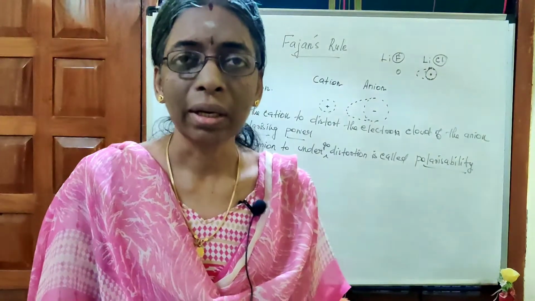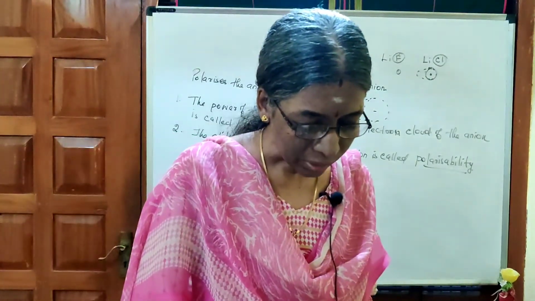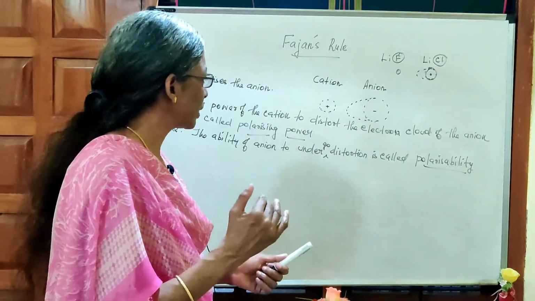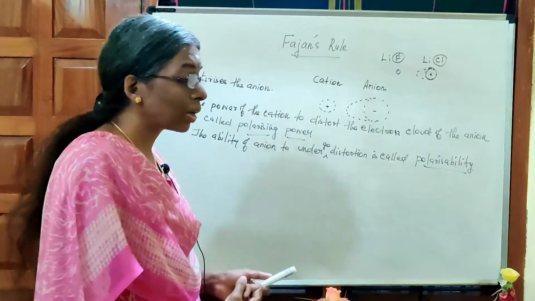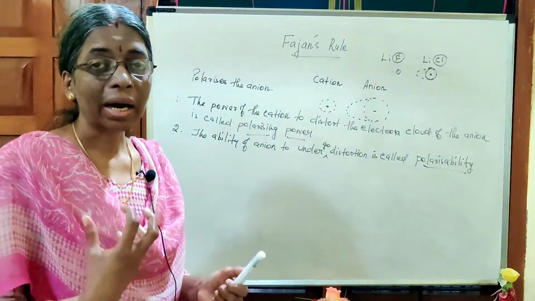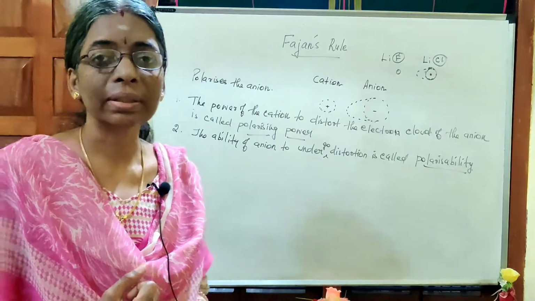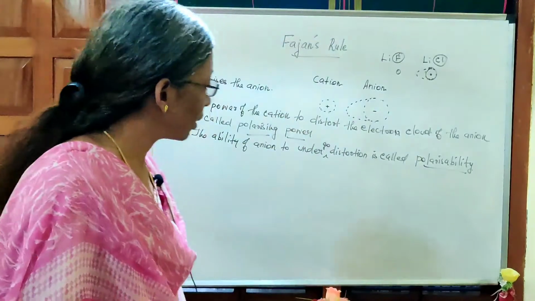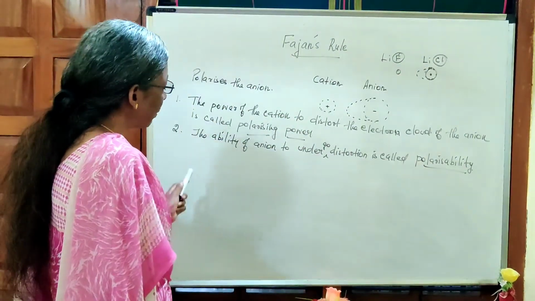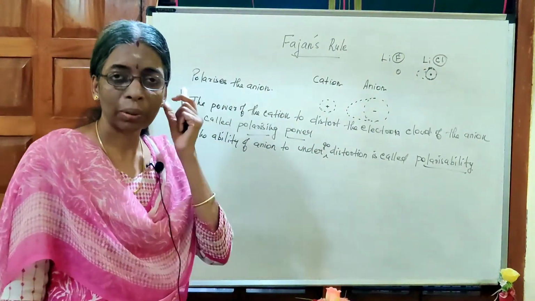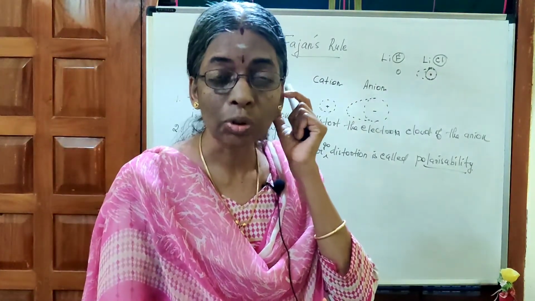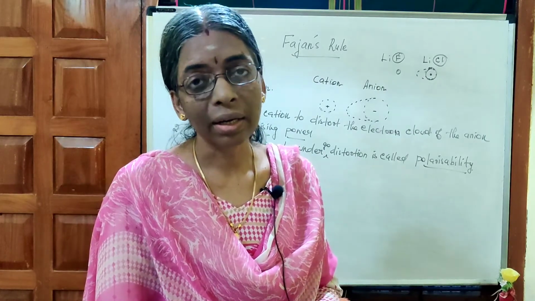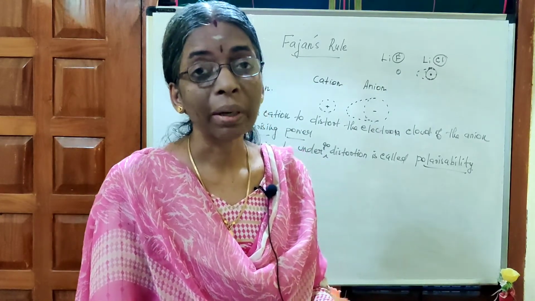Is it clear? Next, we can see what is Fajan's rule. First we must know what is polarizing power and what is polarizability. The cation has the polarizing power, and the anion's ability to get distorted is polarizability. The extent of covalent character can be explained in terms of Fajan's rule.